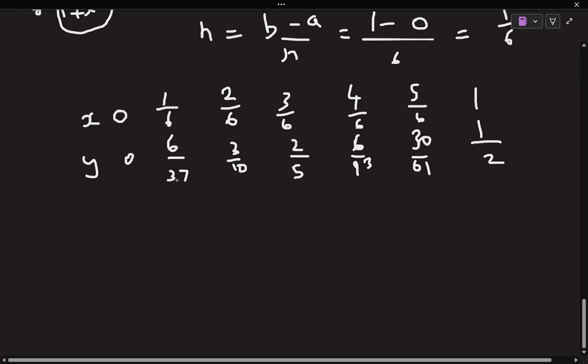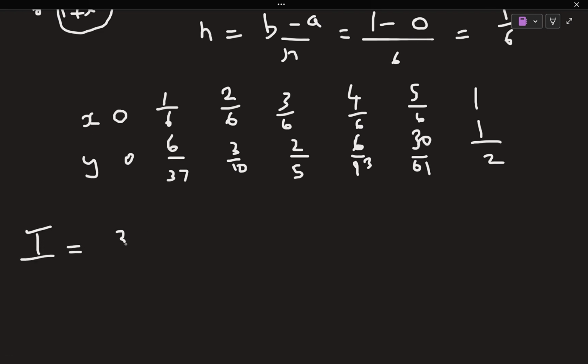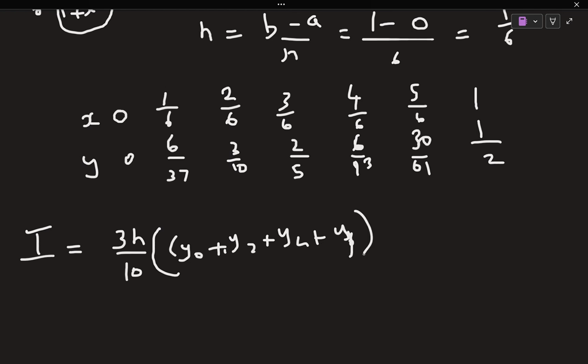Now according to Weddle's rule, my formula was integral equals 3h by 10 whole into, I need to add all even terms first: y0 plus y2 plus y4 plus y6, plus then next one is 5 into y1 plus y5, excluding y3, plus 6 into y3. So this is what I have.